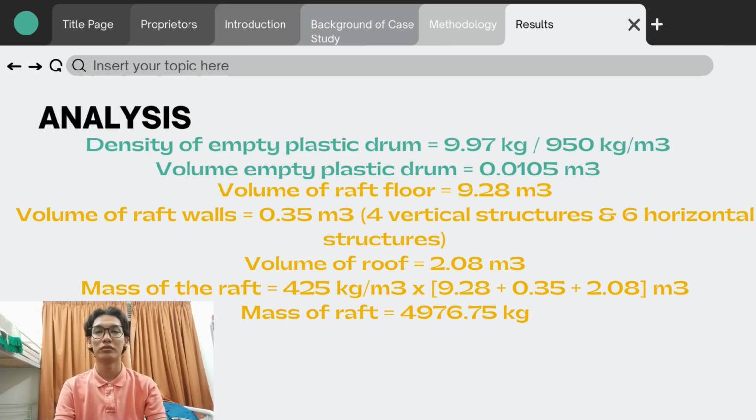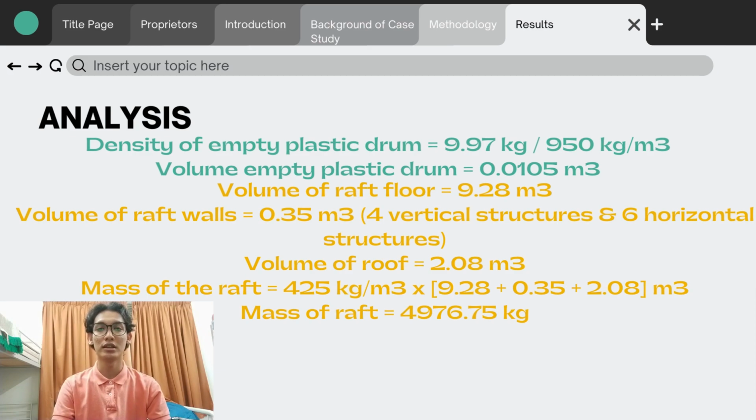Next, we must know four other values, which are the volume of the raft floor, volume of the raft walls, volume of the roof, and the mass of the raft. The volume of the raft floor is 9.28 meter cube. The raft wall is 0.35 meter cube. The volume of the roof is 2.08 meter cube, and the last one is the mass of the raft, which is 4,976.75 kilogram.